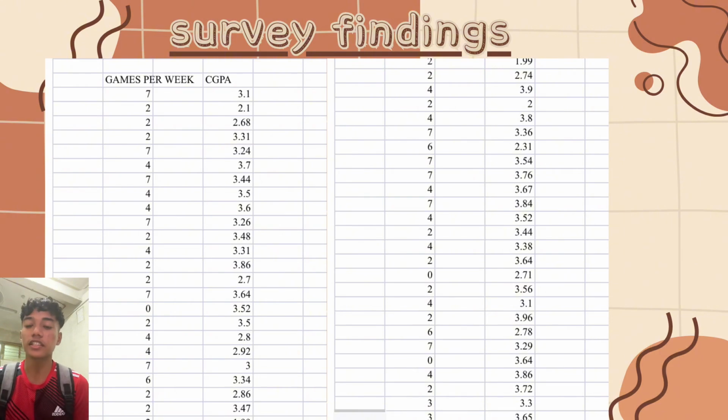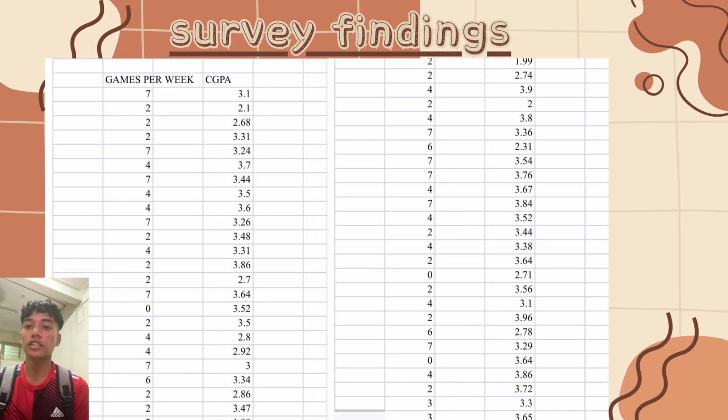For the descriptive statistics that we collected, the mean average of games per week is 3.8 times, the median is 4 times, and the mode is 2 times. The minimum is 0 times and the maximum is 7 times. The standard deviation is 2.16, the skewness is 0.27, which is slightly right skew, and the kurtosis is negative 1.03, which means a flatter distribution.